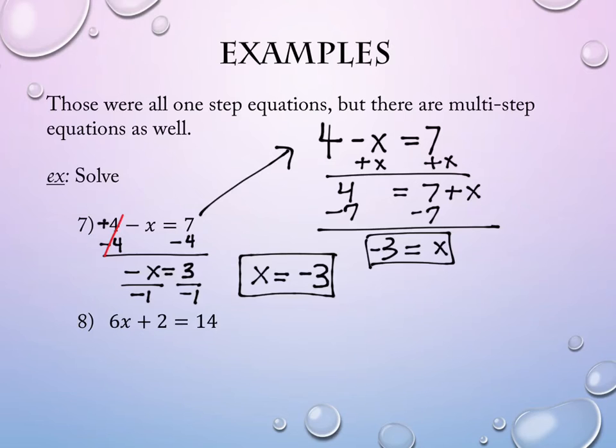Let me comment about number 8 before we get started. There are two things that are happening to x here. What are the two things? Multiplying by 6, adding 2. Yeah, two things affecting the x.